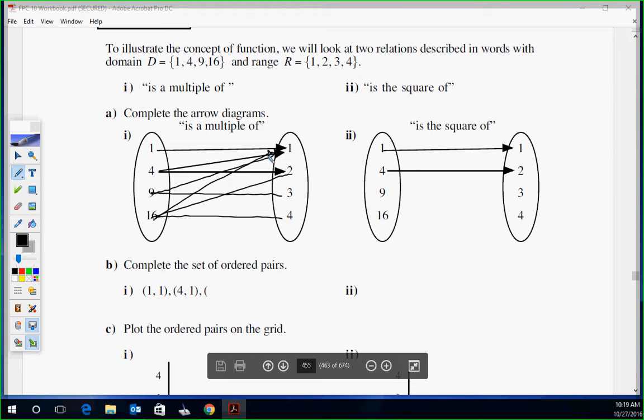Okay. Square of. 1 squared is 1. So 4 to 2, 9 to 3, 16 to 4. Straight across.